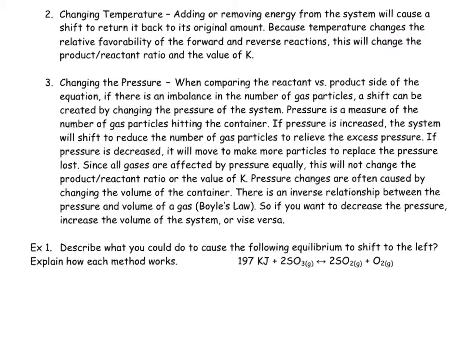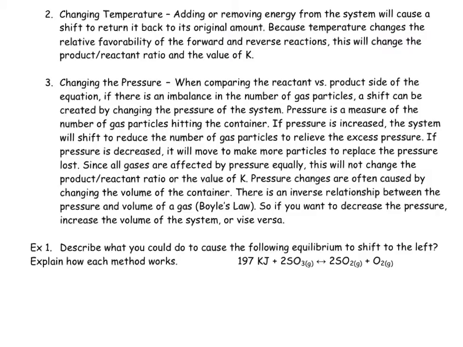And strategy number 3, changing the pressure of your system. When comparing the reactants versus product side of the equation, if there is an imbalance in the number of gas particles, a shift can be created by changing the pressure. Pressure is a measure of the number of gas particles hitting the container. If pressure is increased, the system will shift to reduce the number of gas particles to relieve the excess pressure. If pressure is decreased, it will move to make more particles to replace the pressure lost.